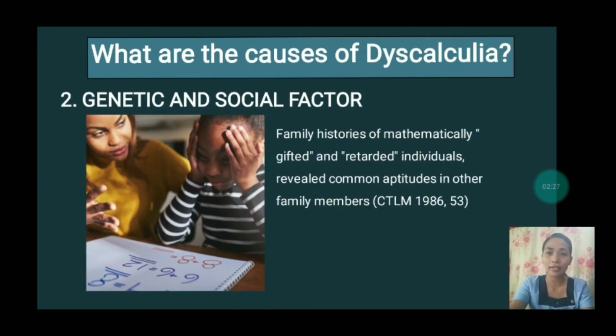Second is the genetic and the social factor. Genetics also influence the different development of acquiring mathematical skills. As with all disabilities, math aptitude can be inherited or an inborn disposition. Family histories of mathematically gifted and retarded individuals revealed common aptitudes in other family members.